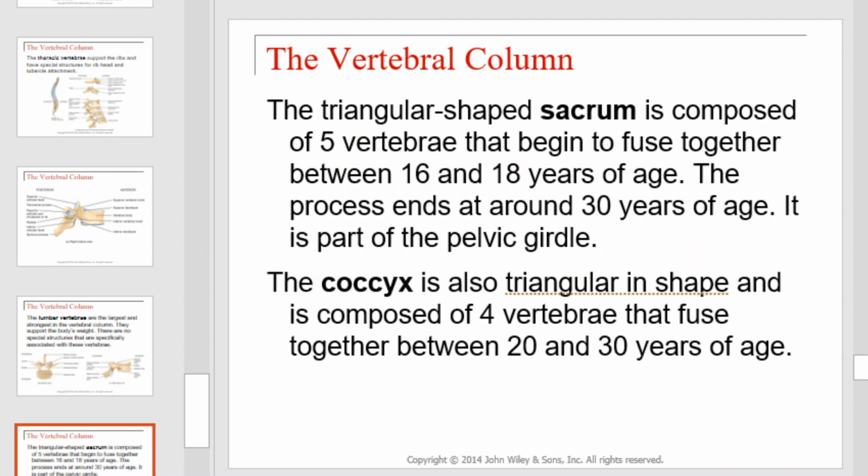The triangular-shaped sacrum is composed of 5 vertebrae that begin to fuse together between 16 and 18 years of age. The process ends at around 30 years of age. It is part of the pelvic girdle. The coccyx is also triangular in shape and is composed of 4 vertebrae that fuse together between 20 and 30 years of age.